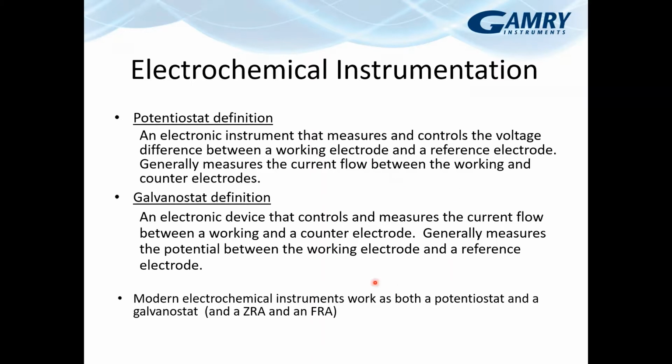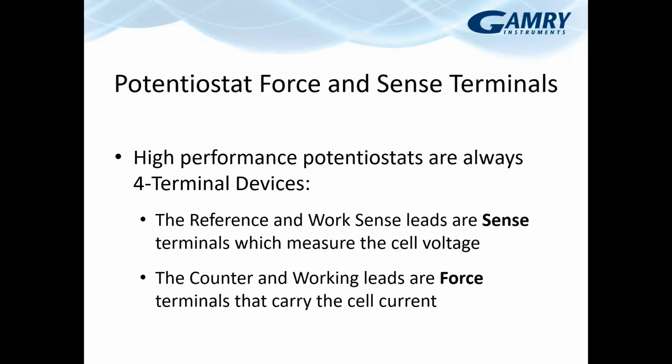Modern systems usually can work as both a potentiostat and a galvanostat. Additionally, they can work as a ZRA and an FRA, and the FRA component is relevant for EIS, but it's the potentiostat galvanostat side of that that we really focus on.